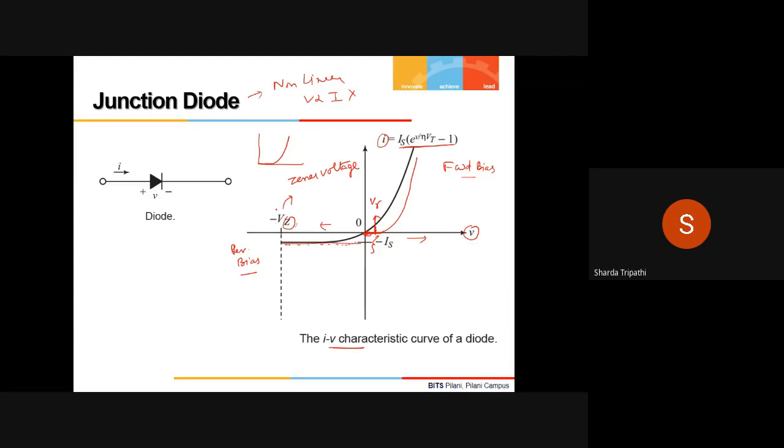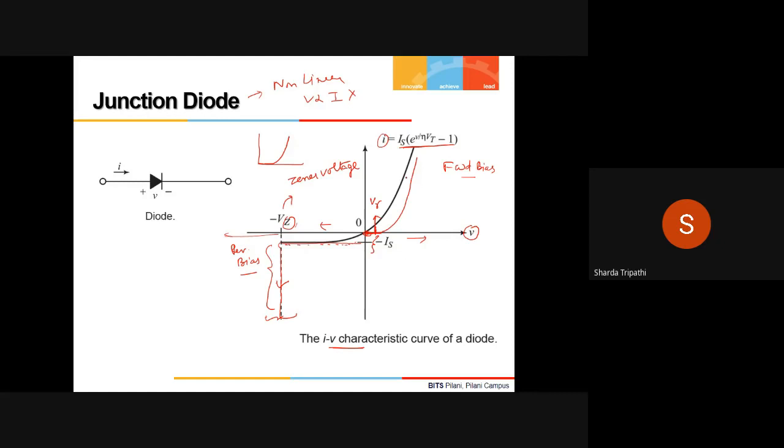So until VZ comes, very small reverse saturation current will flow through the diode, but once the voltage exceeds the Zener voltage, then the junction breaks down and the value of reverse saturation current increases in a very steep manner. And here you see, in all this region, when the current is increasing, the voltage does not increase. So that means while you are working in this region, the voltage actually remains constant. So these are the IV characteristics of the diode.